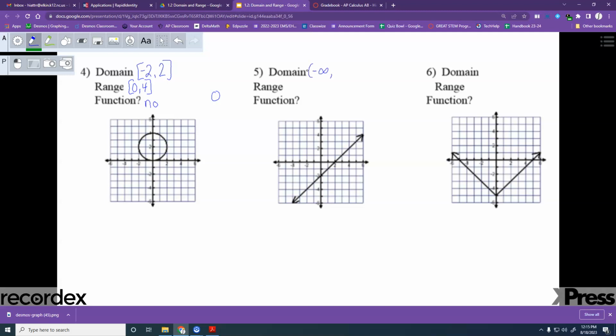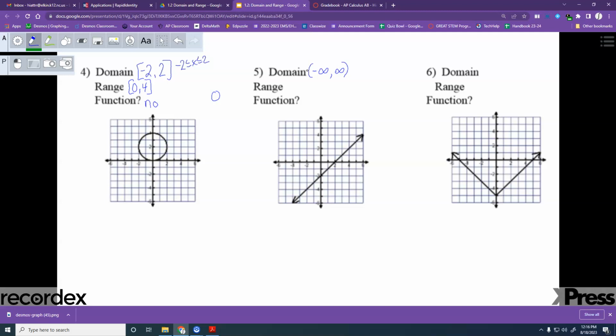Up to positive infinity. You also, on this one you could do negative 2 less than or equal to x less than or equal to 2. If you use that notation, that's fine. I usually find students like the interval a little bit better. We're a little better at that, so I'm going to mostly use that.